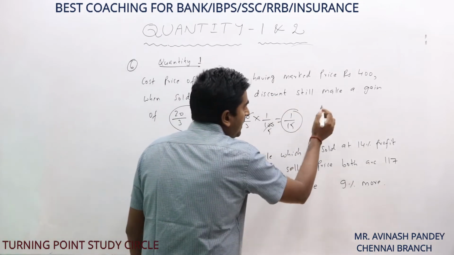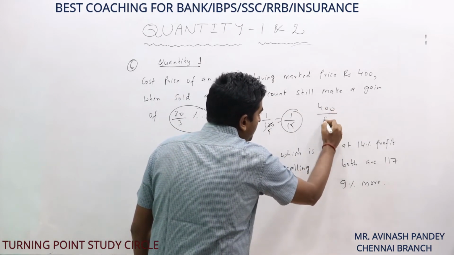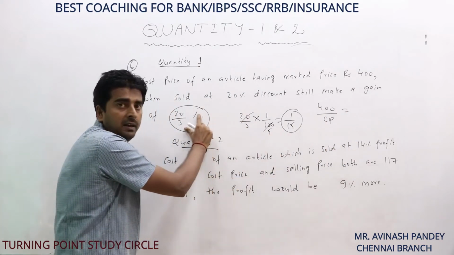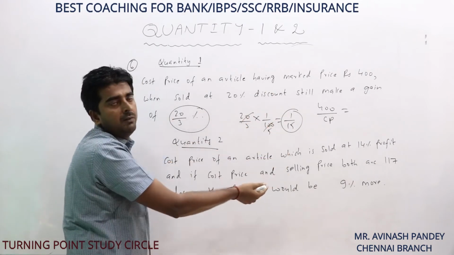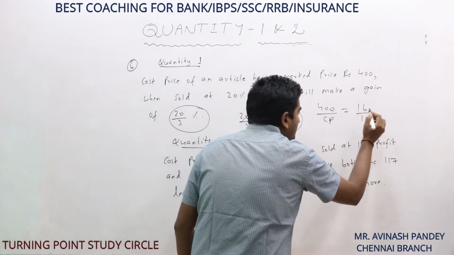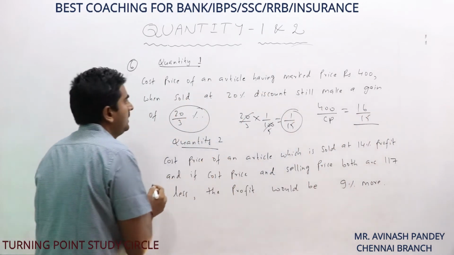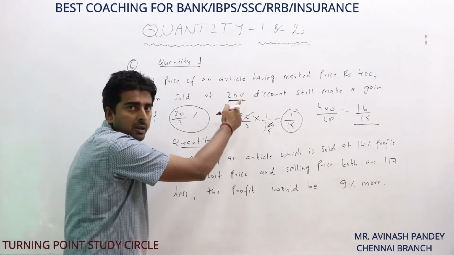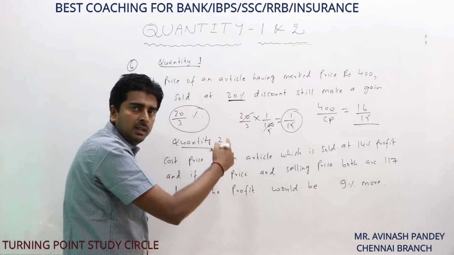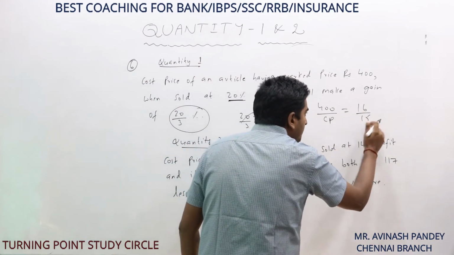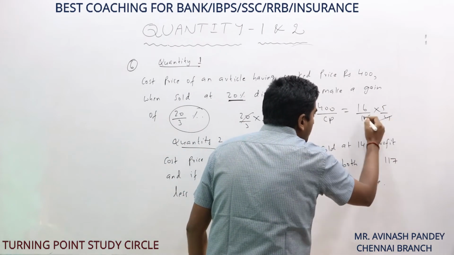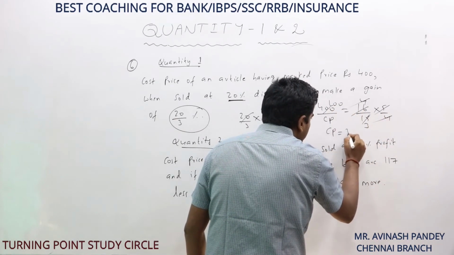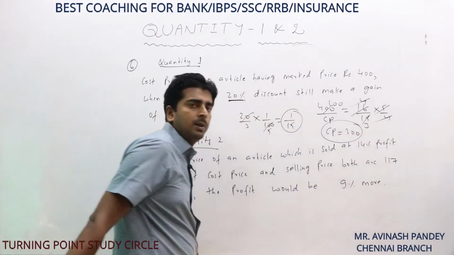Mark price they have given you 400, cost price they are asking, right? So 1 by 15 profit is there. I already converted this percentage into fraction. So 1 plus 1 by 15 will become 16 by 15, right? 16 by 15 divided by, and how much discount are they giving? 20%. What is the 20% fraction value? 1 by 5. So 1 by 5 discount is there, which is nothing but 1 minus 1 by 5, which is nothing but 4 by 5. So when it goes into the numerator, it will become 5 by 4. So 4 4s are 16, 5 3s are 15, and 400 times that gives the cost price, which is nothing but 300. So my quantity 1 is nothing but 300.